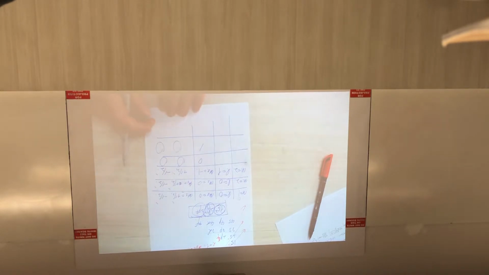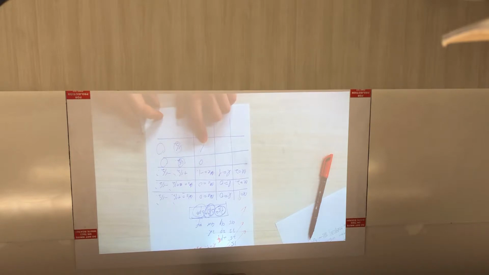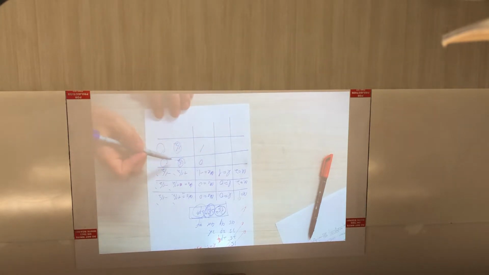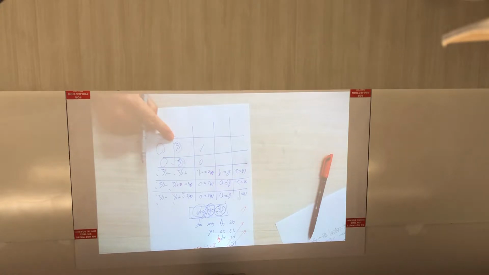Therefore, I will just put the magnetic quantum number under this, and then the spin quantum number over 2 under this. Straight away we have 2 electrons which are unpaired.